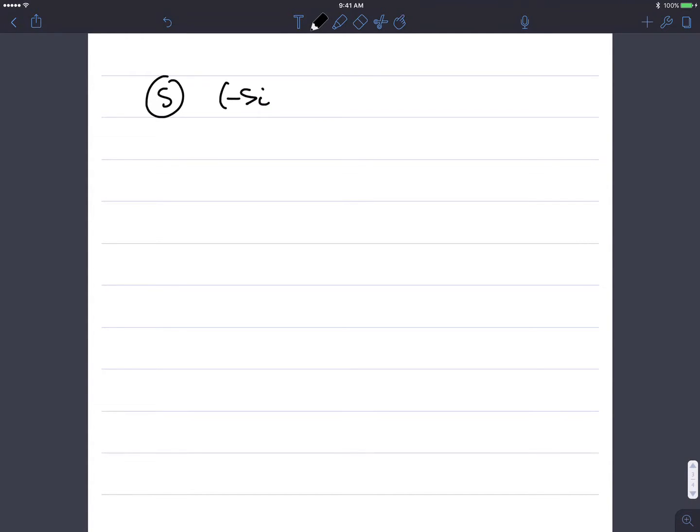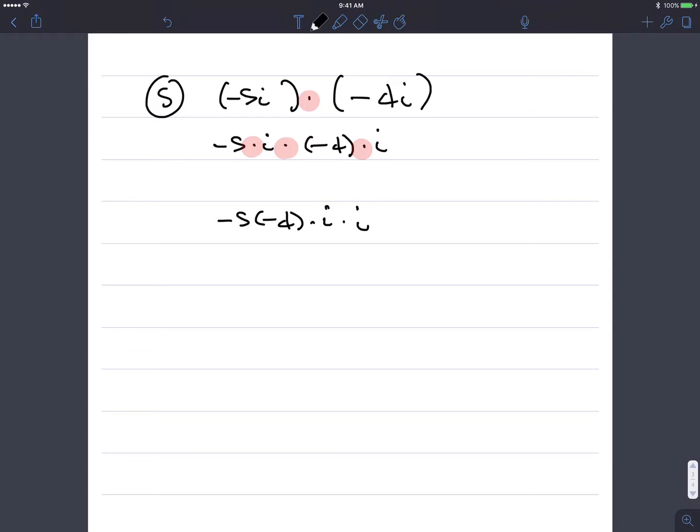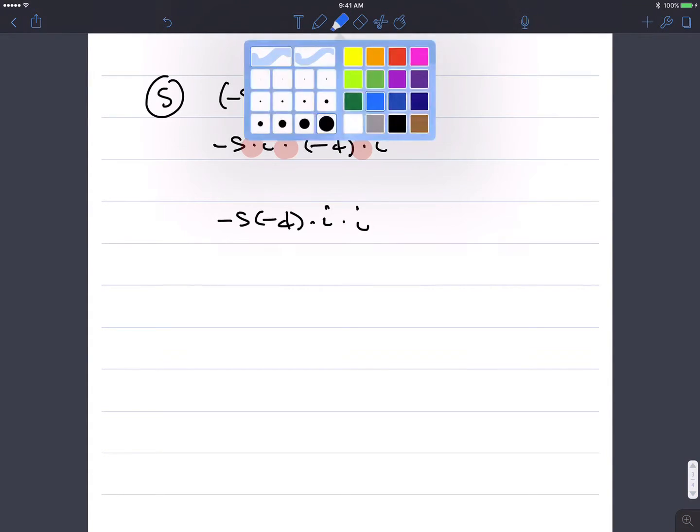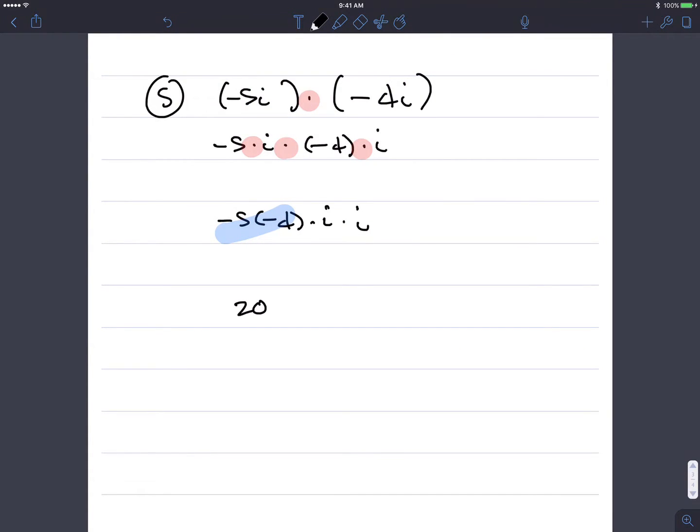Number 5, -5i times -4i. Again, a multiplication question. We're going to drop the parentheses and we're going to write it as -5 times i times my -4 times my i. Let's notice we have again a string of multiplication. The order in which we multiply doesn't matter, so I'm going to rearrange the order of my numbers here. And so I can multiply my -5 times -4, and that will give me a +20. Don't forget here again, I have i times i, which gives me i squared. i squared is the value -1. So I'm going to replace i squared with a -1. We get 20 times -1, which is -20. And we're done.